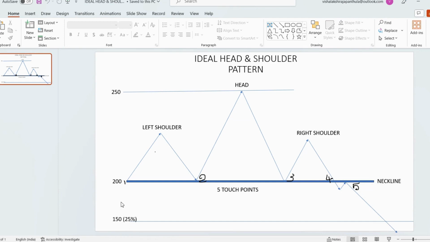Okay, this is the price where it stays. The neckline is at 200 and the high of the head is at 250. And let's see the next thing here.